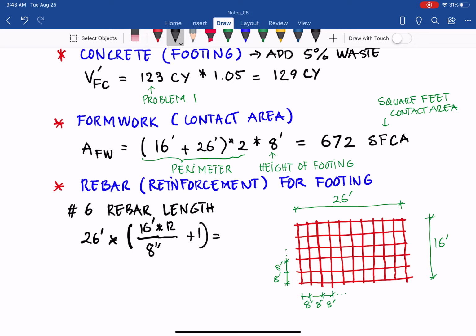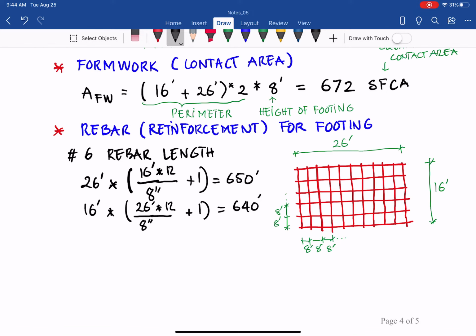So up here, 16 times 12 divided by 8, plus 1, times 26, whatever number we have, the total is 650 feet. You will be able to find out that number. And then we have 16 on the other side. The other side, we have 16 feet. So for the vertical bar, 16 times, then the other side, 26 divided by 8 on center, and we have to times 12 for the unit conversion, plus 1, and you will get 640 feet.